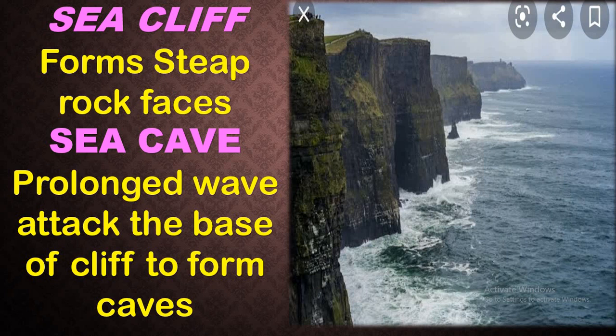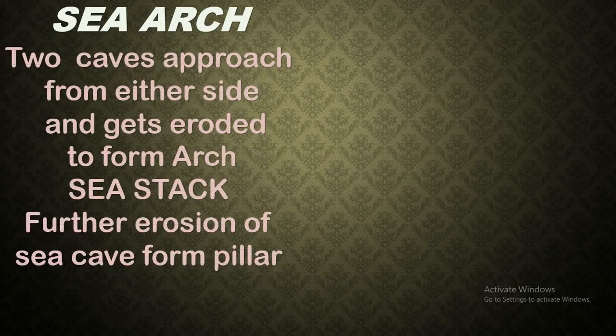You know how a cave will be. When the waves attack these sea cliffs again and again, the rock gets eroded. It makes a hole on the rock. That is what we call a sea cave. Prolonged wave attack on the base of the cliff forms caves. Well, the next is sea arch. So when two caves approach from either side and get eroded, they form an arch.